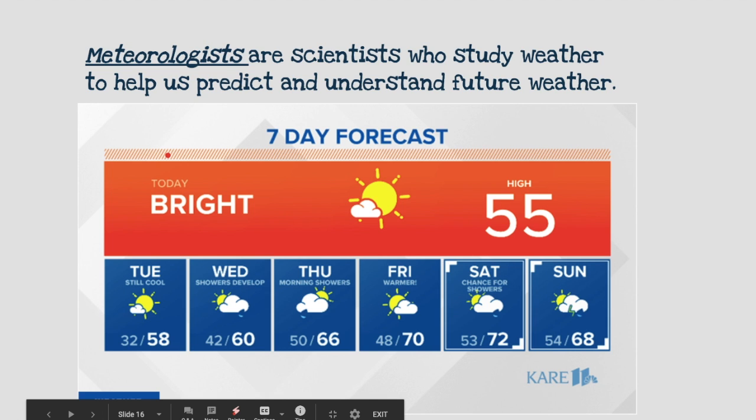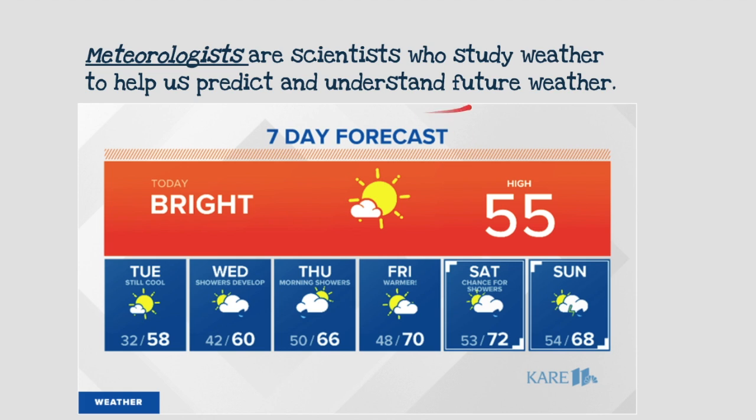Meteorologists are scientists who study weather to help us predict and understand future weather. So they are the ones who use these tools. If you use these tools, you would also be a meteorologist because you would be a scientist who's studying weather. Meteorologists are also the people, because they can understand the future weather based on current weather, who come up with forecasts. So if you ever watch a newscast and you see a meteorologist talking about the weather, they study the weather, so they actually know a lot about it.